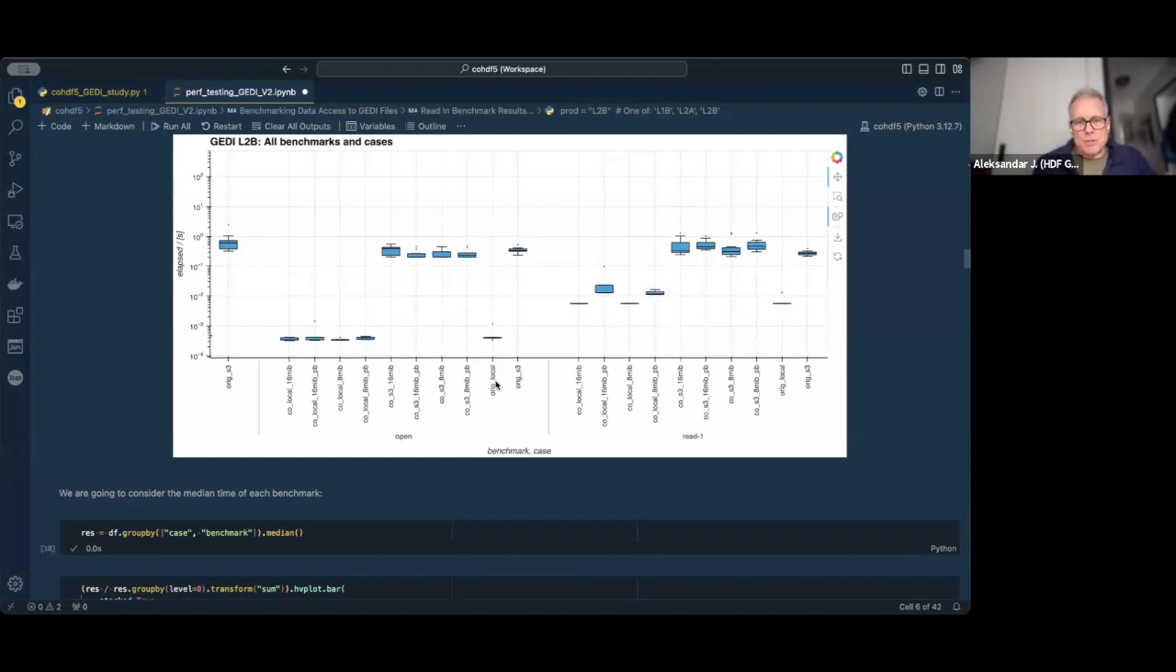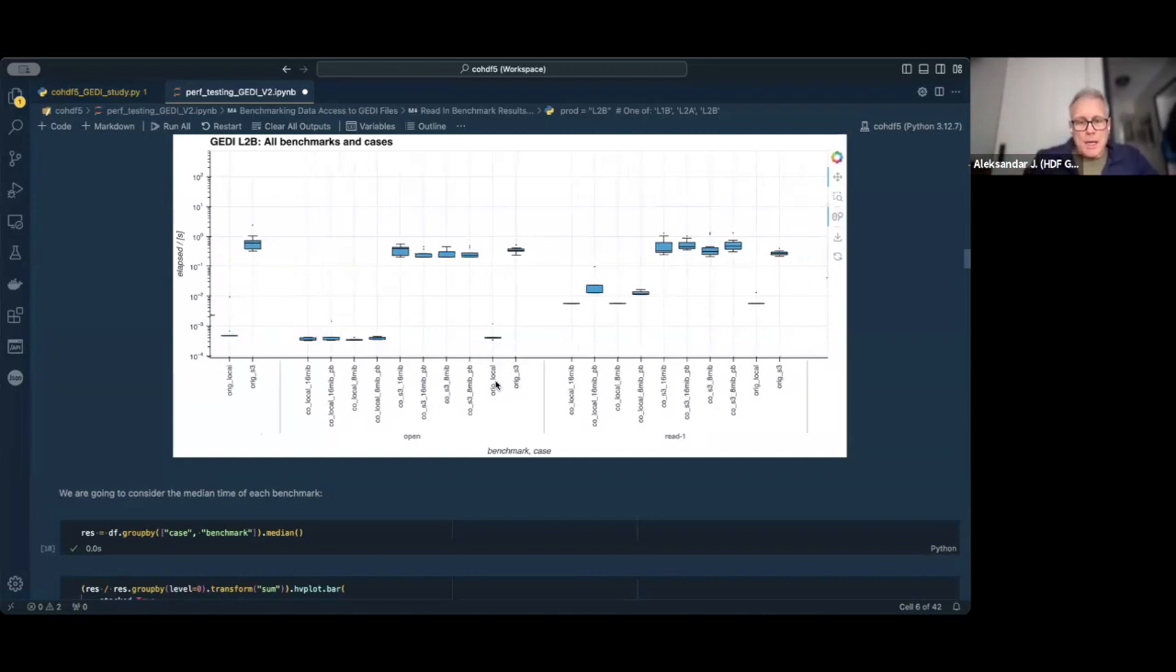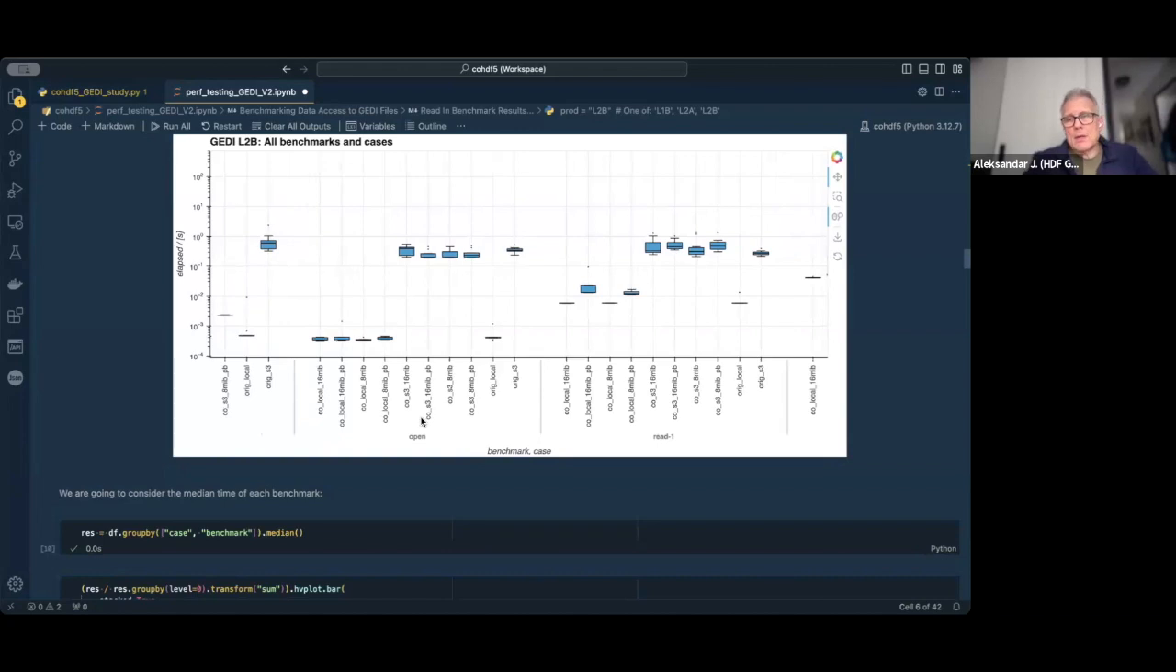And I wanted to compare all these results. And what you see here is open. That means that's the name of a benchmark. In this particular case, the open benchmark means it's just opening a file. So whatever time it was required just to open the file.